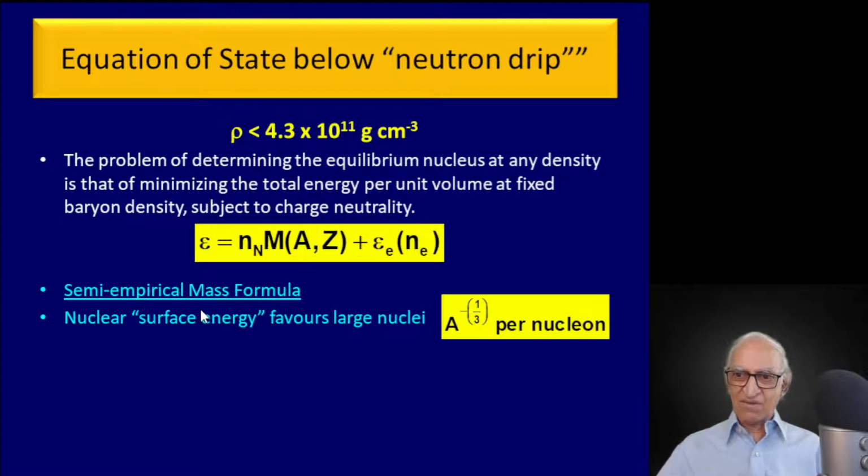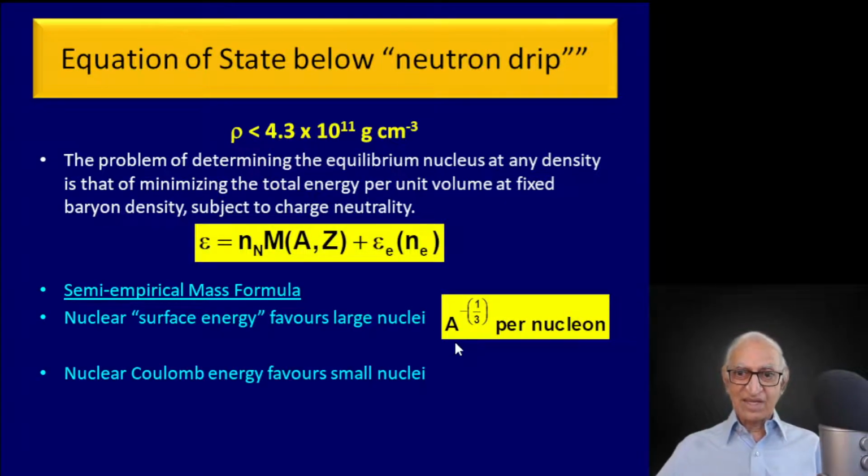Fine. Now, I'm not going into the details. If you look at a nuclear physics book, you can see that the nuclear surface energy is proportional to 1 over A to the power 1 by 3. Therefore, larger the value of A, smaller is the surface energy because this comes in the denominator. So the surface energy likes large nuclei. The surface tension will be smaller.